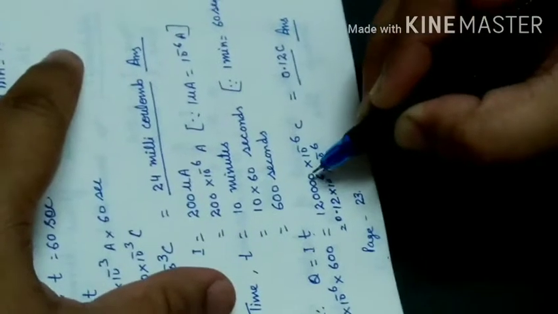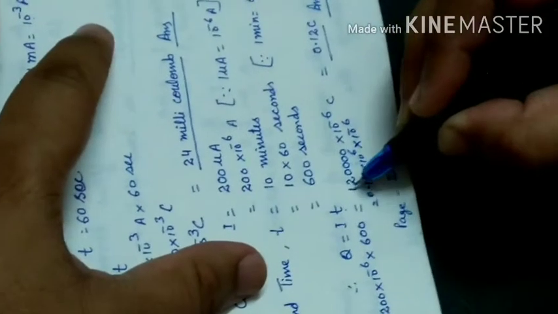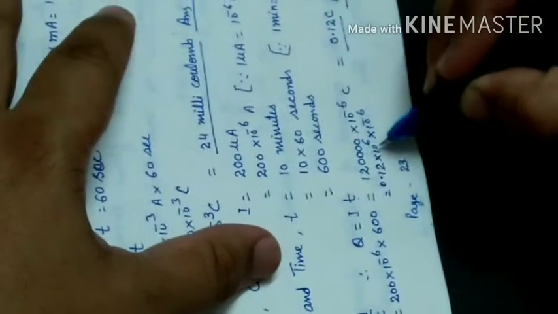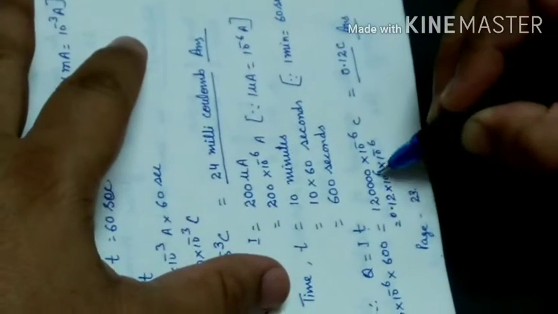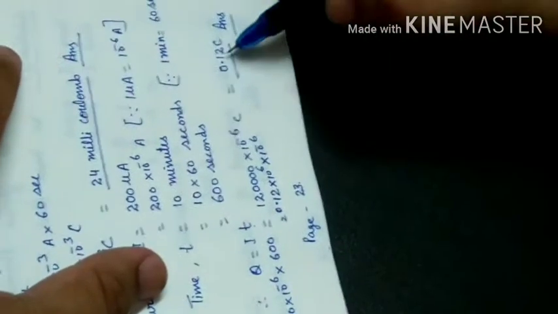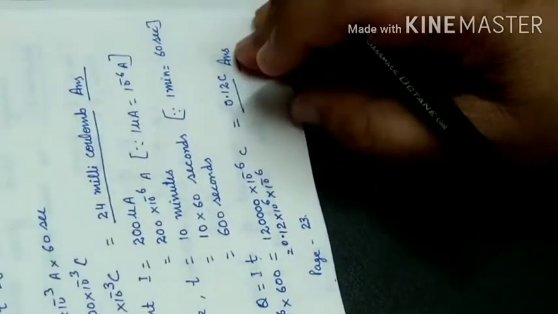When I move the decimal 6 places to the left, this gives you 0.12 into 10 power plus 6 minus 6, which cancel each other, giving you 0.12 coulomb. So these are all about the 5 numerical problems.